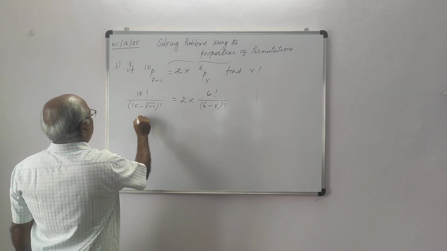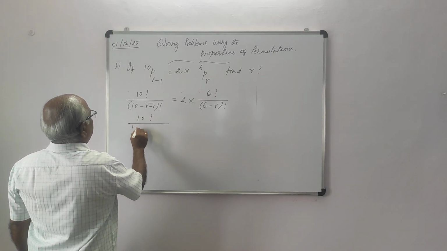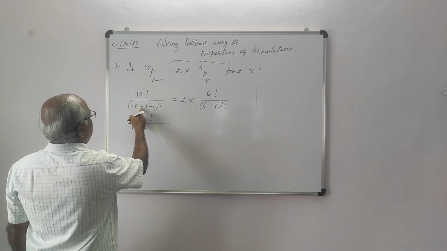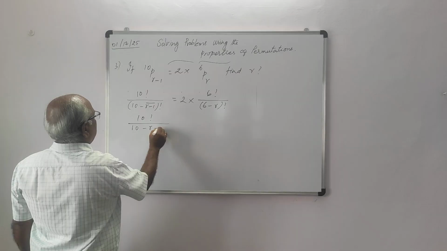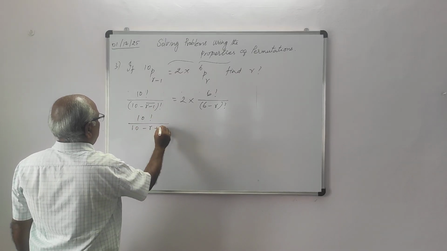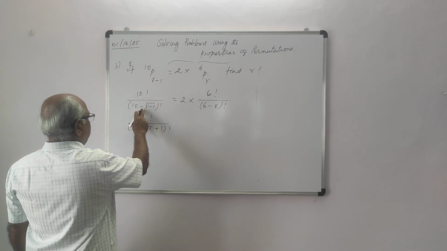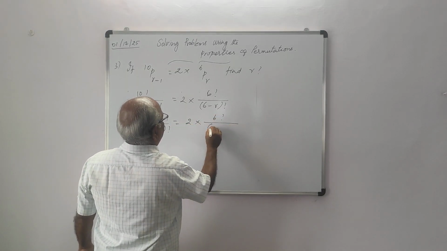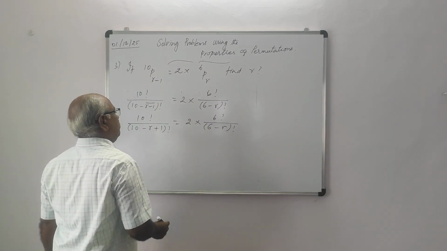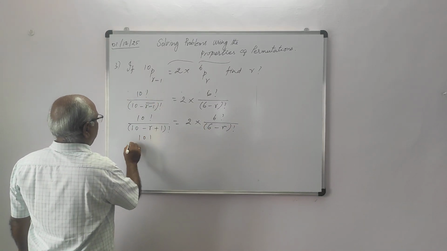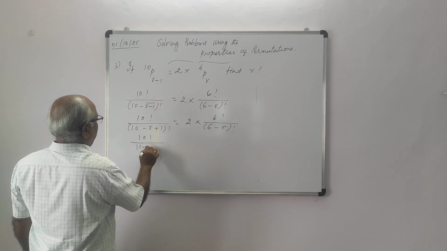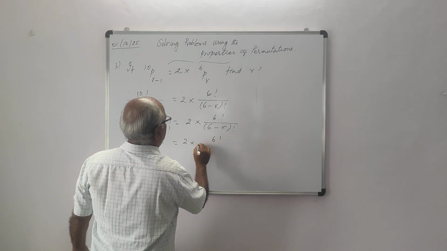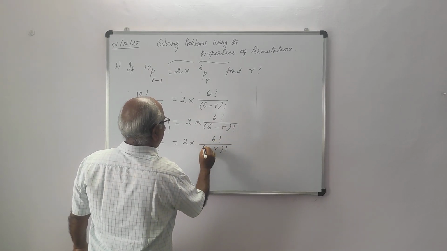See, 10 factorial by 10 minus (r minus 1). If you take the bracket, you get 10 minus r, minus of minus is plus, so (10 minus r plus 1) factorial, equal to 2 into 6 factorial by (6 minus r) factorial. Here 10 factorial divided by (10 plus 1), 11 minus r factorial. This is (11 minus r) factorial equal to 2 into 6 factorial by (6 minus r) factorial.